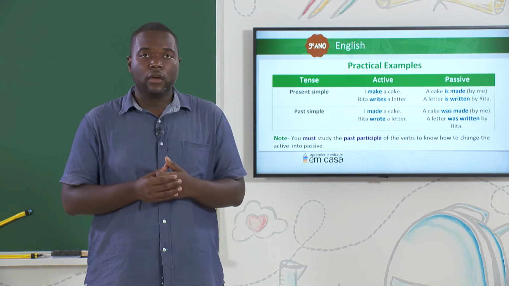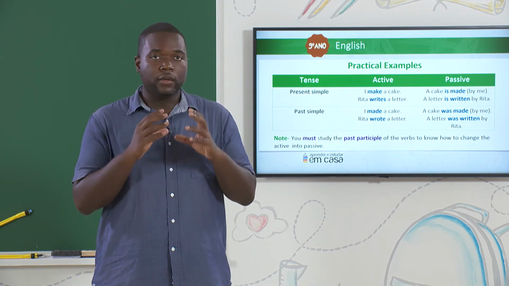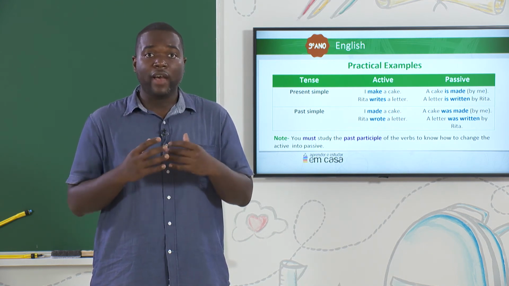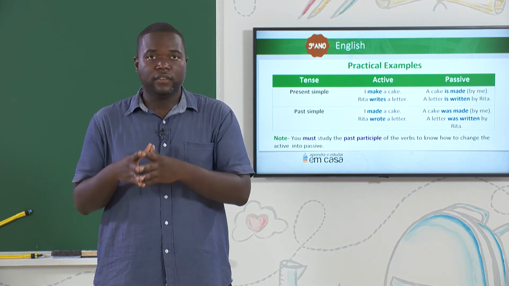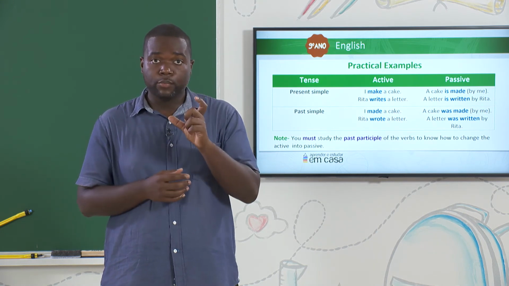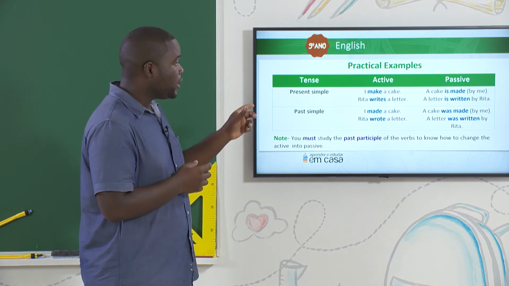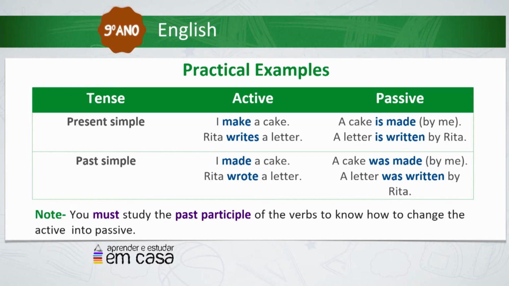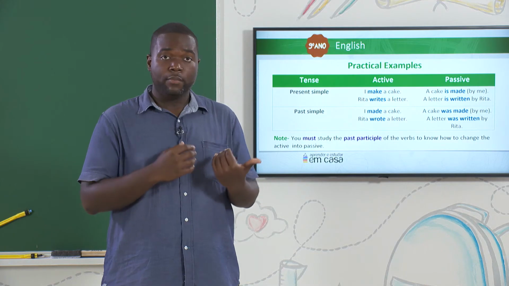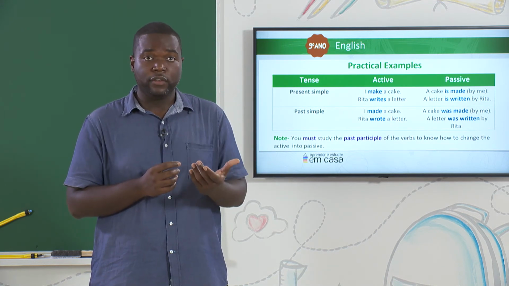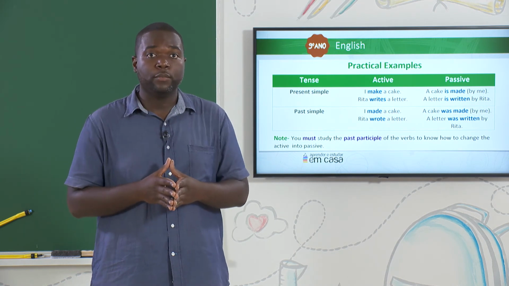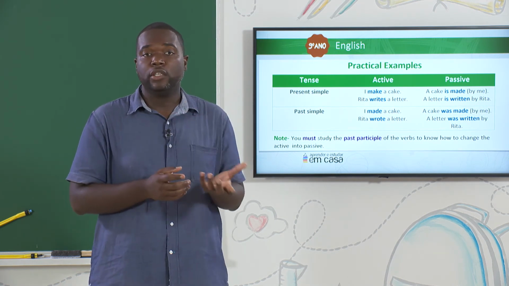Because when we are talking about the changes in the present simple or in the past simple, you have to change the verb according with the tense of the sentence. If it is in the present, the verb stays in the present. But when we talk about the past, you see there, was made and was written. Okay. You have the verb to be in the past, was, but then you have the second verb in the past participle. So you must study the past participle in order to know how to change the verbs.